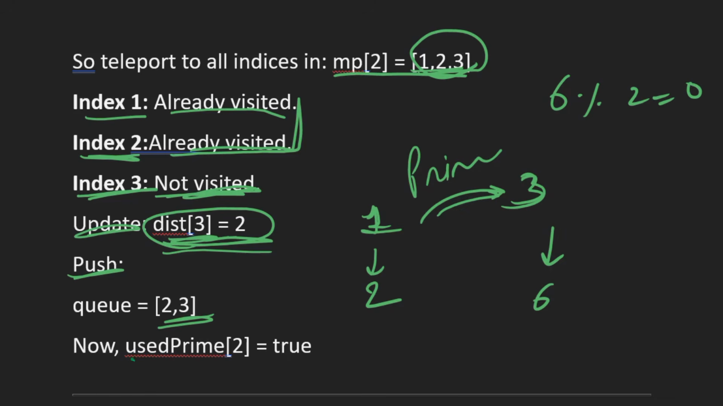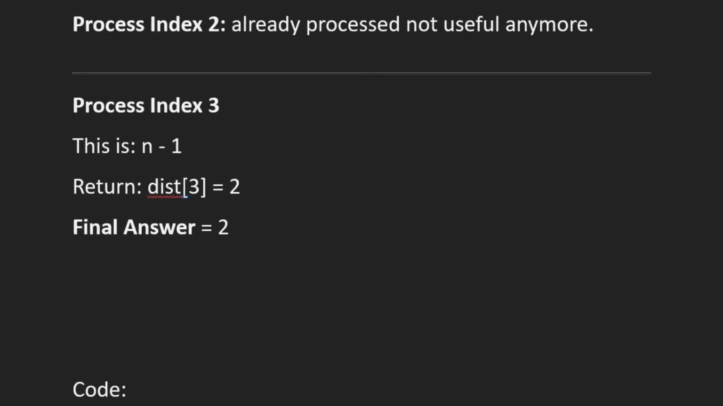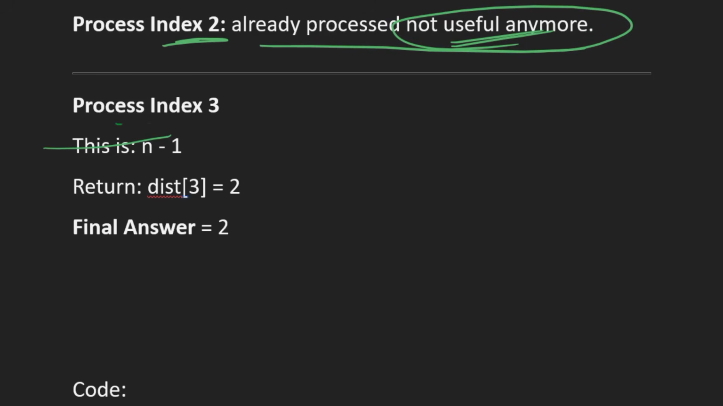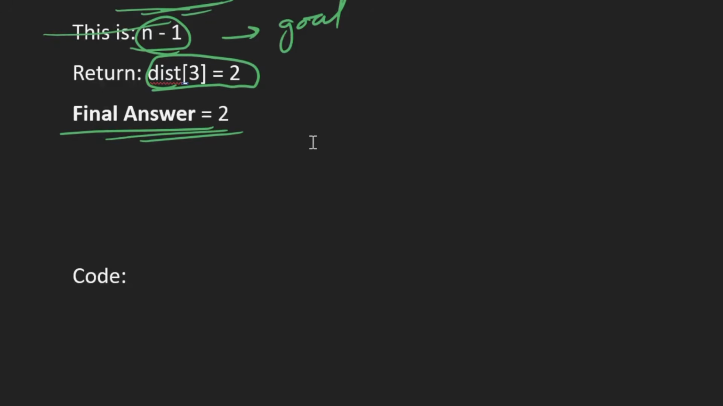And now we mark use prime of 2 is equal to 2 because we have already processed the indexes that are reachable by 2. So if in future we get prime number 2, then we won't reprocess those numbers, right? Then in the queue we have index number 2 and 2 is already processed, so it is not useful to us anymore, right? Then we process index number 3 from the queue, and this is our goal, which is n minus 1th number, right? So we return the distance of 3 is equal to 2, so our final answer is 2, right? So this way we'll solve the question.